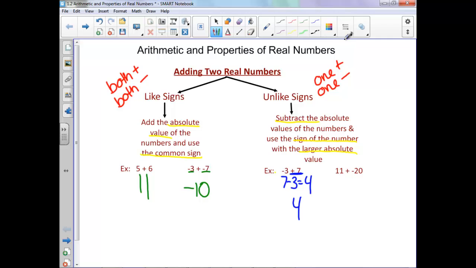Likewise, with 11 plus negative 20, we'll do 20 minus 11 is 9. But notice this 20 was negative, so our 9 is negative.